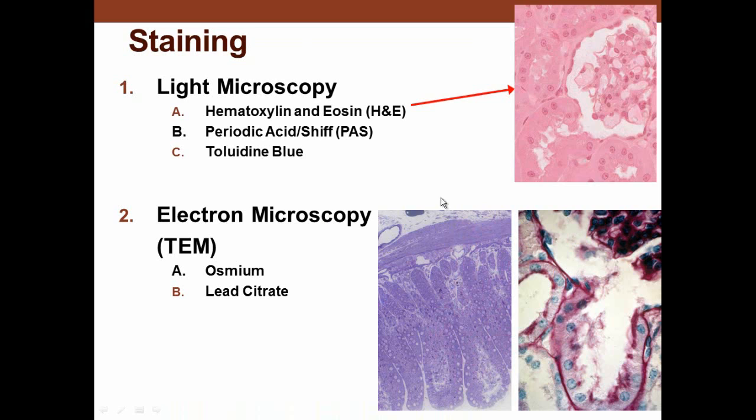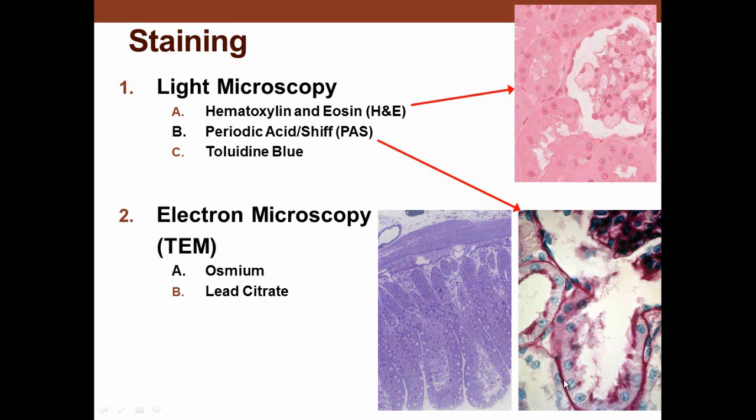So in light microscopy, we have hematoxylin and eosin. This is a kidney again. You can see the Bowman capsule cells, Bowman space, and periodic acid Schiff. Here we can see the basement membrane as well as the brush border that you see in the proximal tubule. Also, carbohydrate rich is the basement membrane of the capillaries as well as the podocytes. That's what we're seeing there. It's a counterstain for the nuclei. So those are the nuclei.